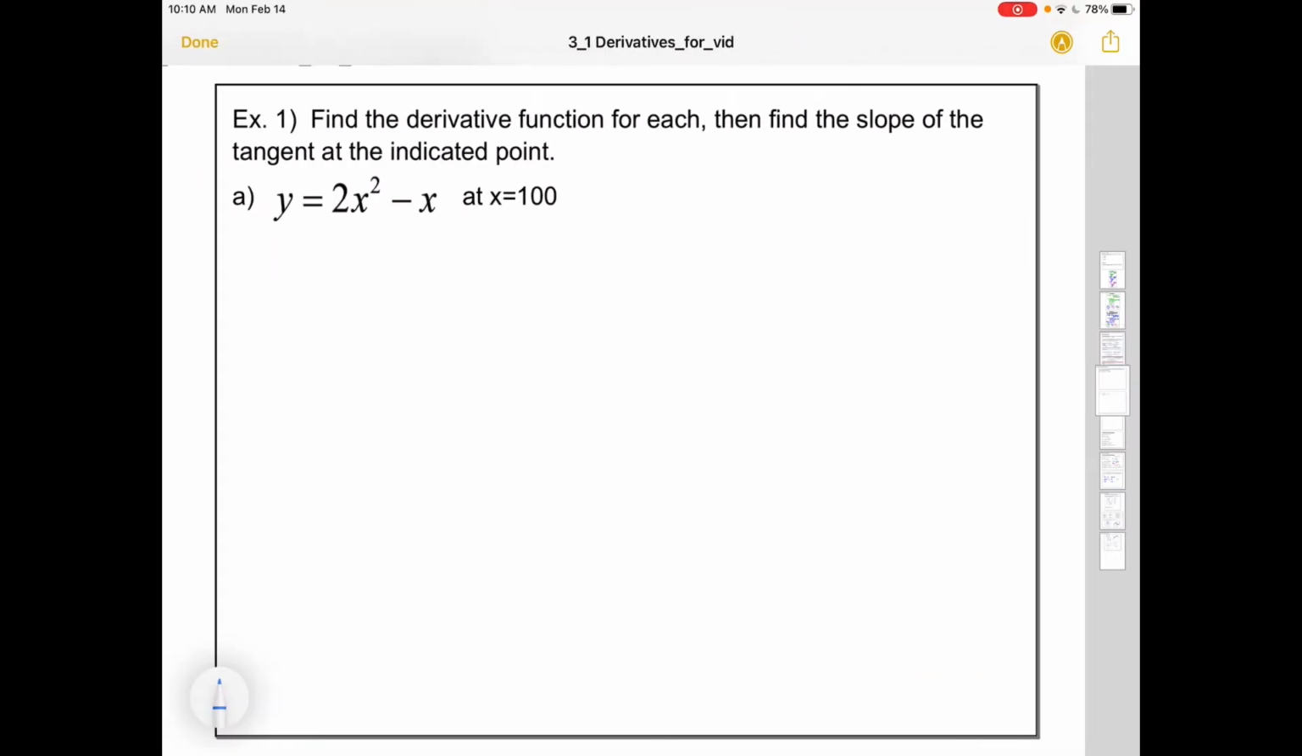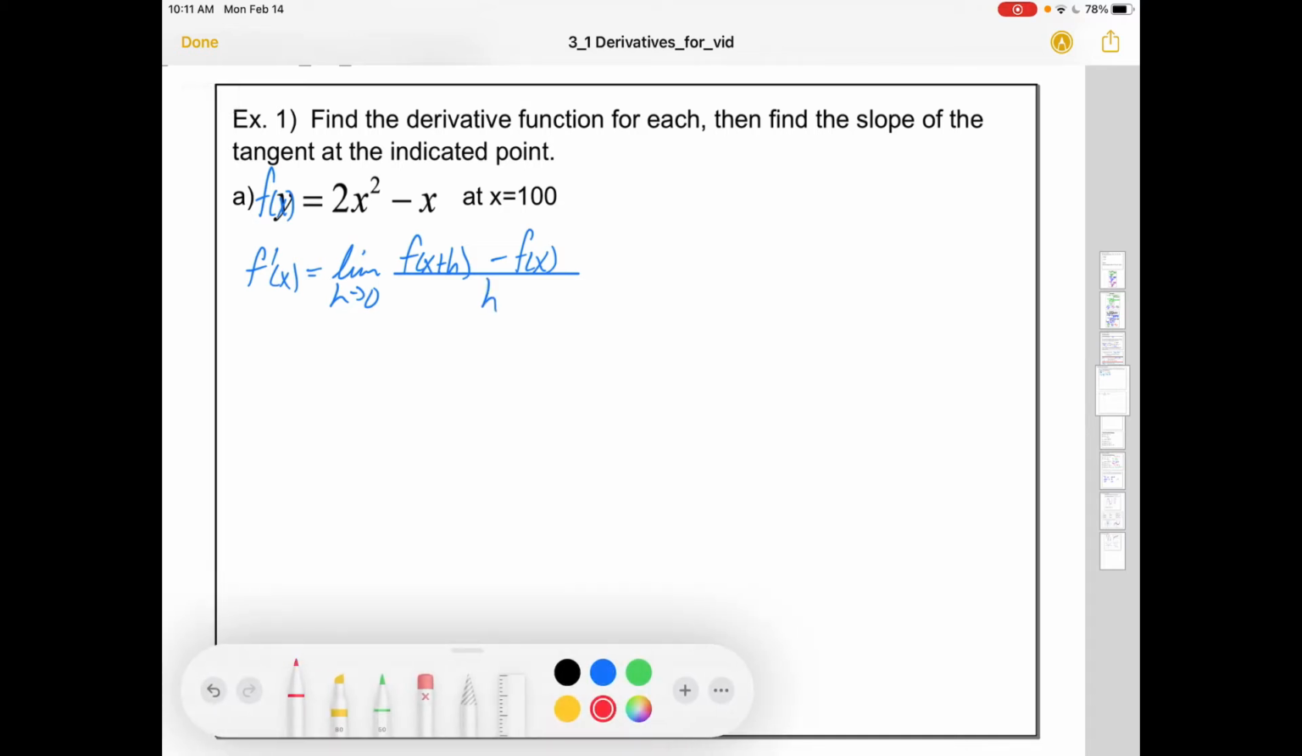So let's practice finding slope. We're going to find the derivative function for each, then find the slope of the tangent at the indicated point. So I'm going to think of this as f of x. Okay. And here's the idea. The slope anywhere, or the derivative function, is the limit as h goes to 0 of f of x plus h minus f of x all over h.